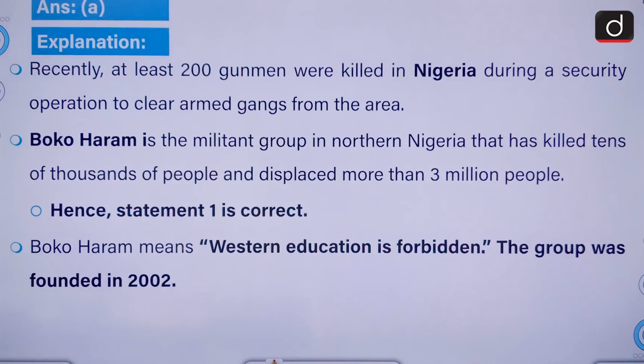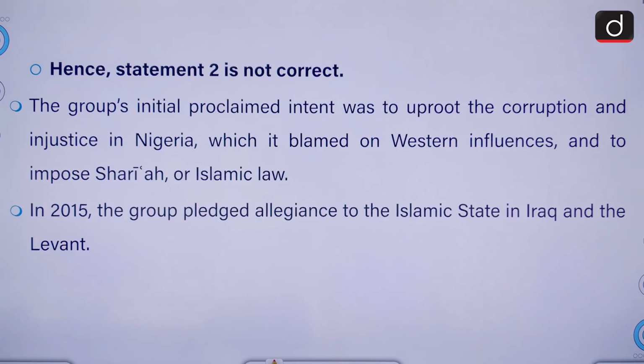Recently, at least 200 gunmen were killed in Nigeria during a security operation to clear armed gangs from the area. Boko Haram is a militant group in northern Nigeria and has killed tens of thousands of people and displaced more than 3 million people. Boko Haram means Western education is forbidden. The group's initial proclaimed intent was to uproot the corruption and injustice in Nigeria, which it blamed on Western influences, and to impose Sharia or Islamic law. In 2015, the group pledged allegiance to the Islamic State in Iraq and the Levant.